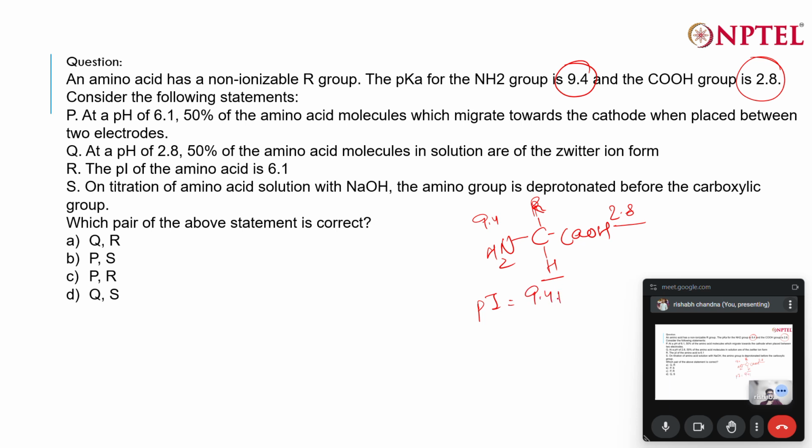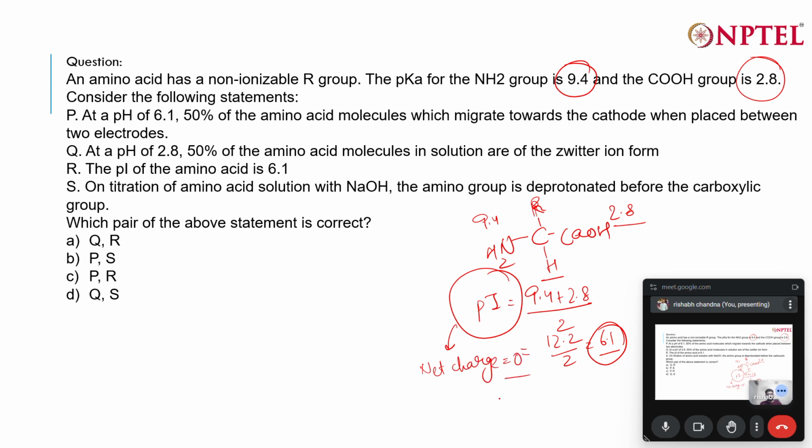First we'll calculate the pI, that is the isoelectric point of the amino acid. That will be pK1 plus pK2 by 2, which gives 6.1. So this will be the pI. What will happen at the pI? At the pI, all the amino acid molecules that we have would have a net charge 0. That means if we put that particular amino acid in an electrolyte solution, it will not move to any of the poles. So let's see the options now.